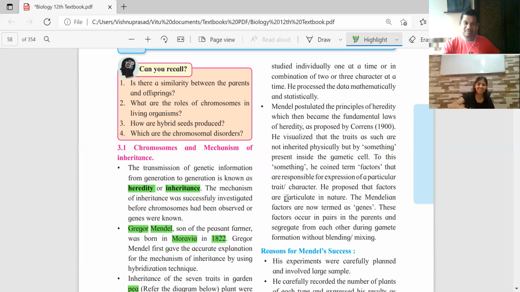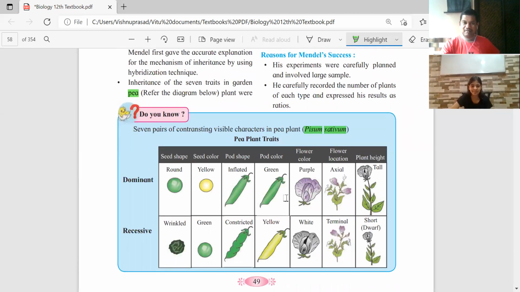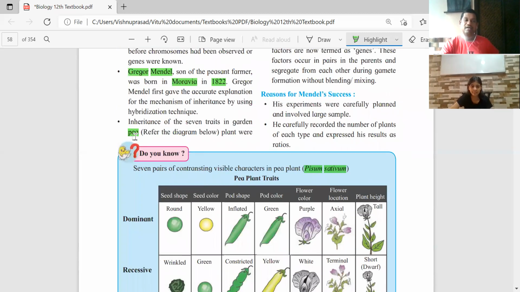See, first thing, why did Mendel select only the pea plant? He wanted to observe inheritance from one generation to another, so he could have taken any organism, right? But why out of all the organisms did he select only the pea plant? There are reasons behind it. Reason number one, the pea plant is easily available.